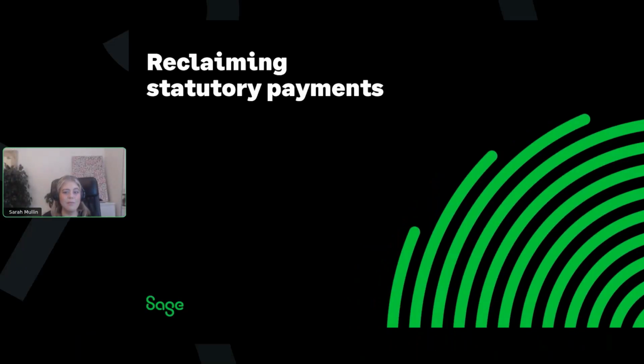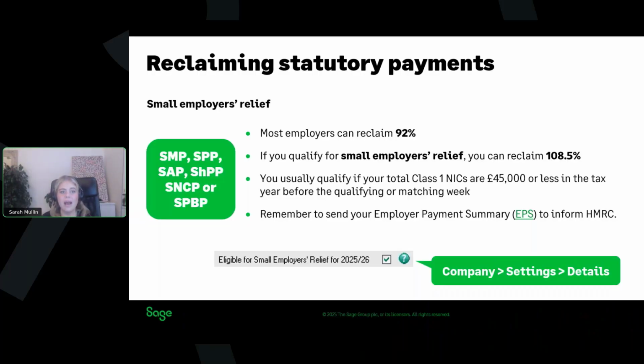So that's it for the demos today. So just a bit of a recap again with that one. We have looked at reclaiming the statutory payment. So we had a check if we qualify for small employers relief. We did, because our class 1 NICs were less than 45,000 in the tax year before the qualifying week. We've sent our EPS to inform HMRC.